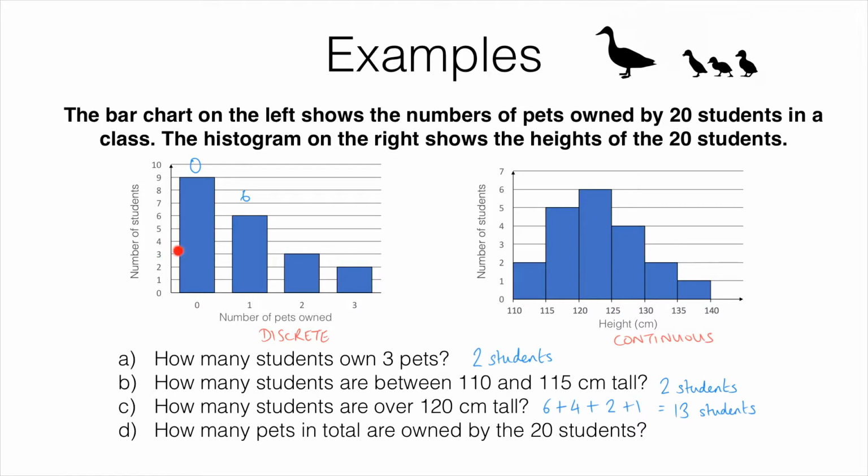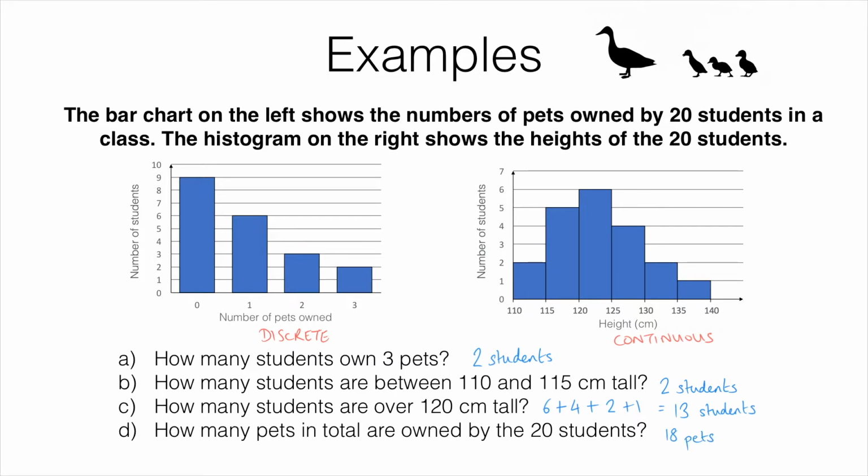Next, we've got 3 students who own 2 pets. So 3 students owning 2 pets each means that they own a total of 6 pets. Finally, we have 2 students who own 3 pets each. So those 2 students own a total of 2 times 3, which is 6 pets. That means the total number of pets owned by the 20 students is 0 plus 6 plus 6 plus 6, which is 18.